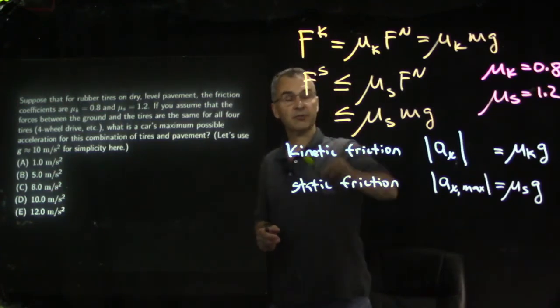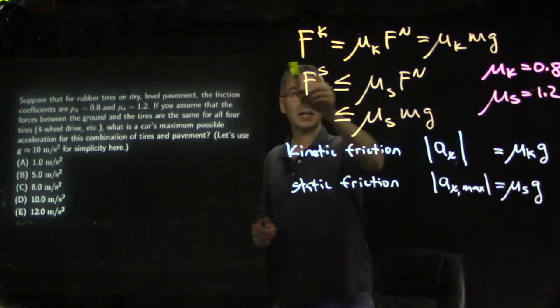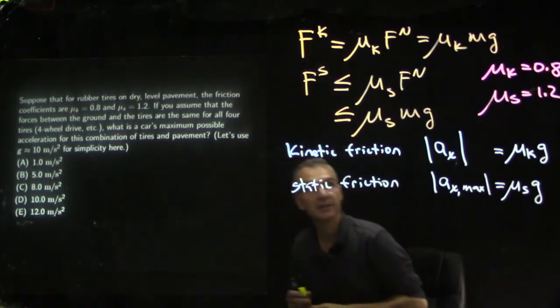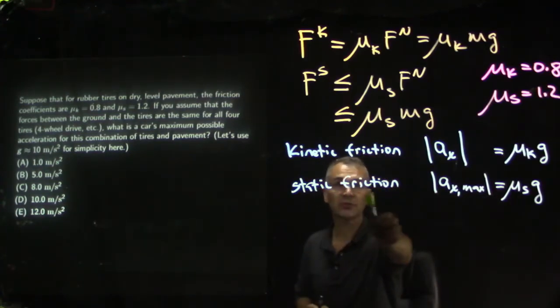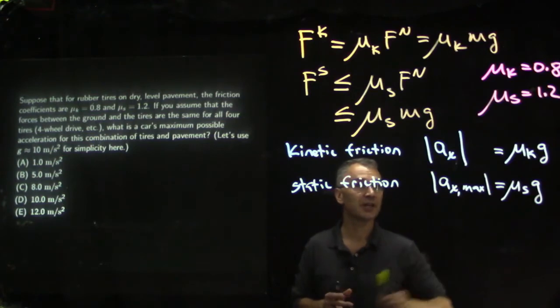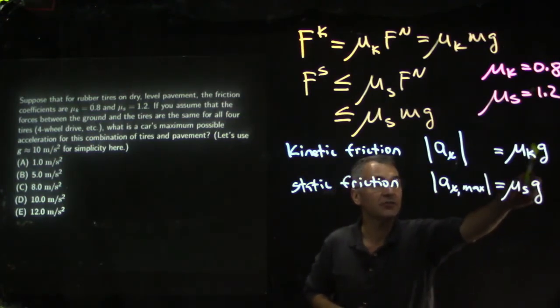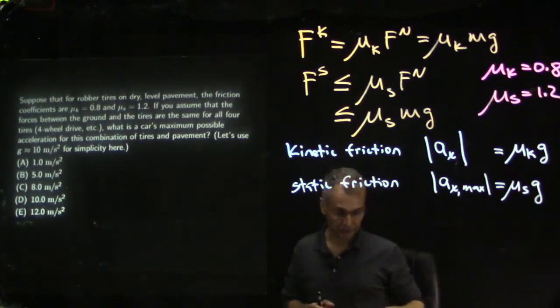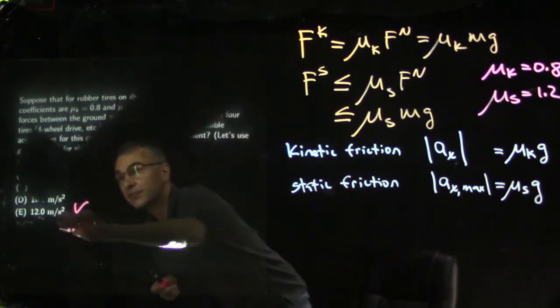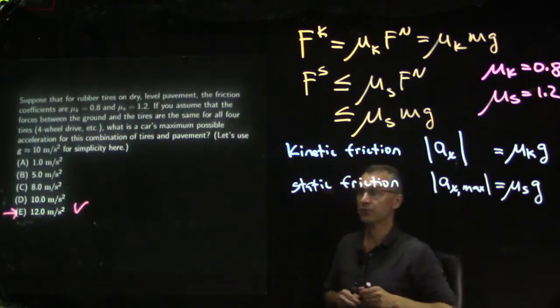So it seems like if we write down m times a equals the frictional force, then the best we can do with kinetic friction is mu kinetic times g. The best we can do with static friction is mu static times g. So this is 0.8 times g, and this is 1.2 times g. So it seems like static friction will do quite a bit better for us than kinetic friction, or it can anyway. So the best we can do with static friction is 1.2 g, which is about 12 meters per second squared. So I think I like answer E here, echo, 12 meters per second squared.